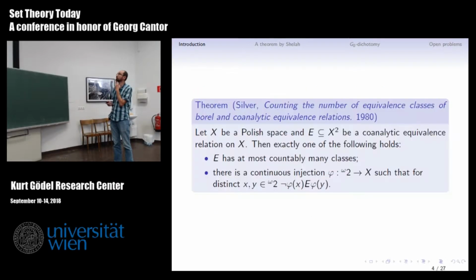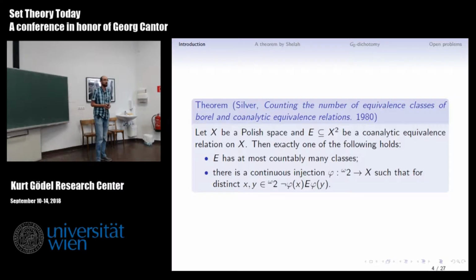Let's go from here. So we did the lambda PSP. The next step is, of course, the Silver dichotomy. This Silver dichotomy is sort of a perfect set property for coanalytic equivalence relations. If we have a Polish space and a coanalytic equivalence relation on it, then either this equivalence relation has countably many classes at most, or you can embed 2 to the omega inside the classes. So you have a perfect set of classes.